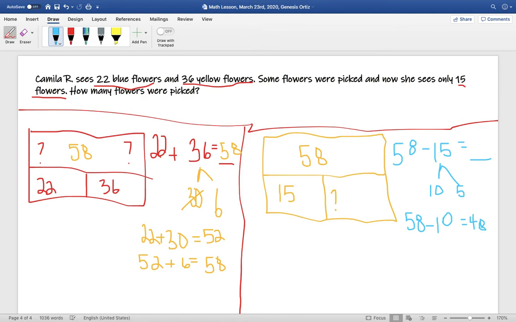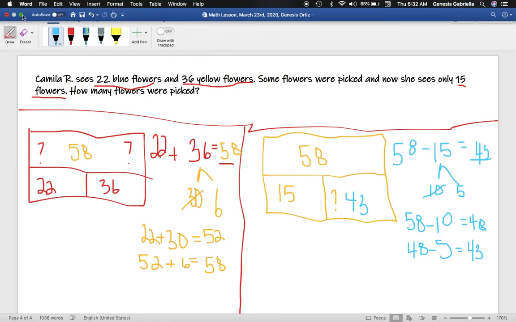And then, oh, that's an ugly 8. It's fine though. I already subtracted the 10. Then I'm going to bring down my number 48 and count backwards to subtract 5. 48 minus 5 is 43. So my answer is 43. So I can fill in my unit bar in my equation. So if I had my solution sentence, I'd write it down here and I'd say, Camila picked 43 flowers.